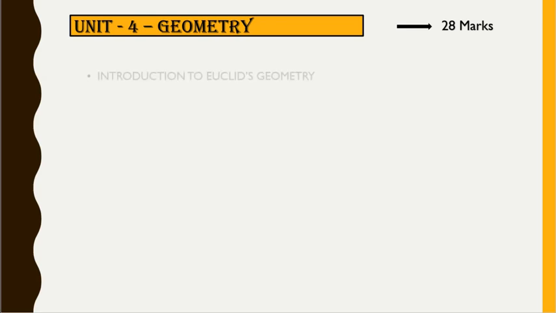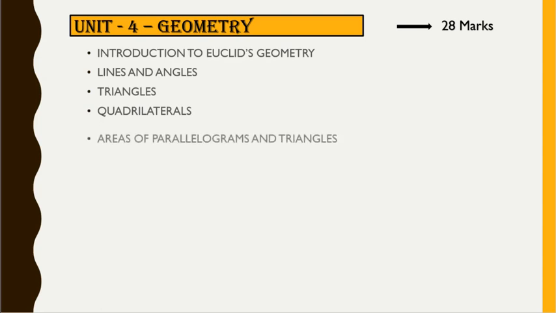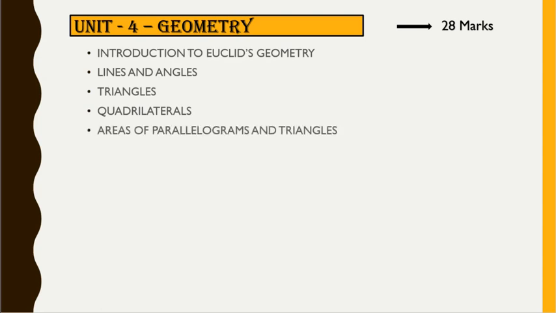They are introduction to Euclid's geometry, chapter number 5, lines and angles, 6th chapter, triangles, 7th chapter, quadrilaterals, 8th chapter, areas of parallelograms and triangles, 9th chapter, circles, 10th chapter, constructions, 11th chapter. So, these 7 chapters will come under the unit geometry.